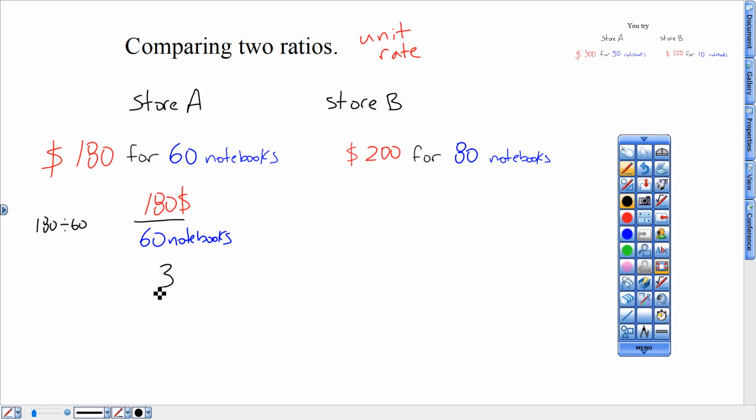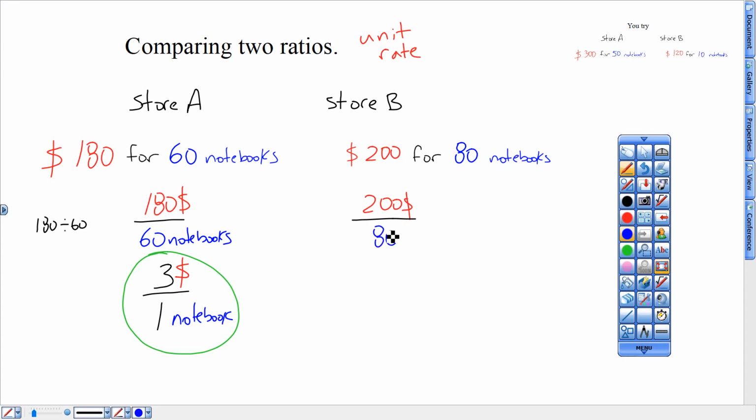3, but that's not just 3, that's $3 for every one notebook. Those units don't just go away, they stay there. They're part of that answer, part of that unit rate answer. $3 for one notebook. Now if I do the same over here with 200, I could compare the two and see which one has a lower price.